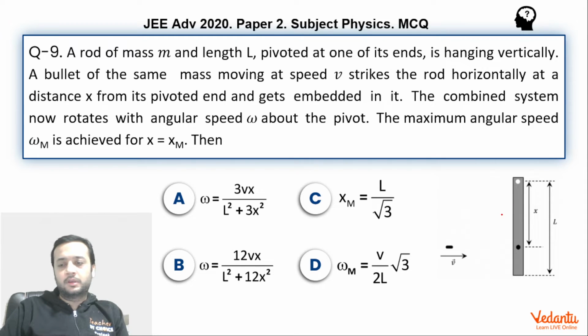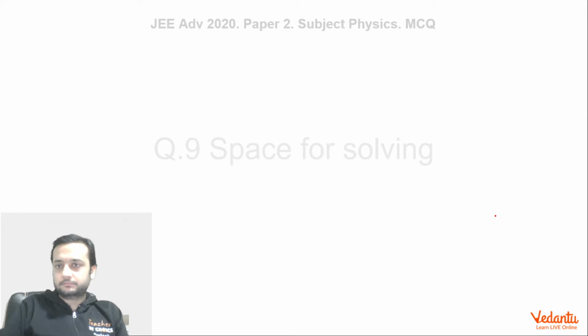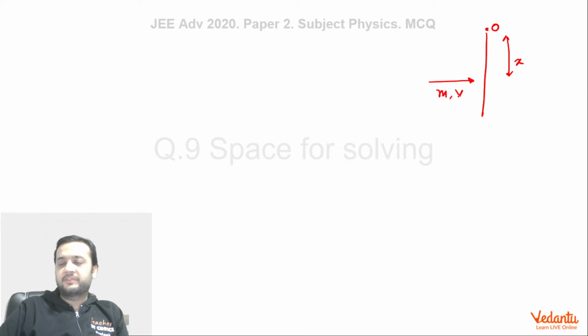I will tell you, this is a very simple question, but I will still tell you one amazing thing, how we could have minimized the calculation in this. So let's see. Suppose this is a rod and this is hinged at its top point O. So the particle strikes the rod at a distance of x below the top point with velocity v.